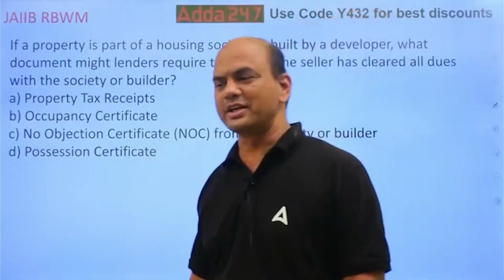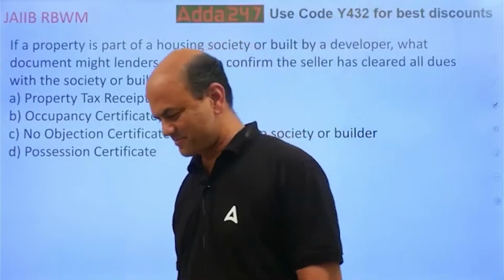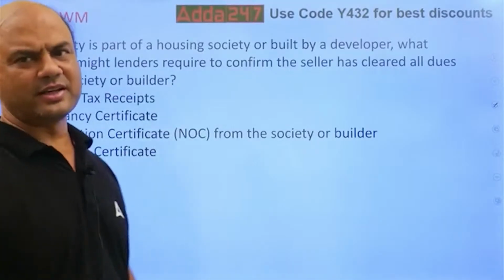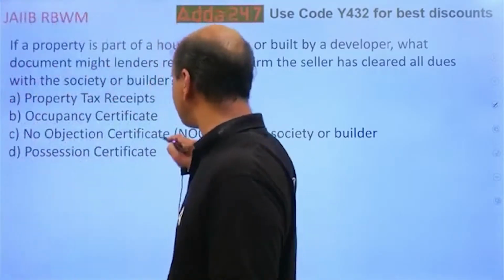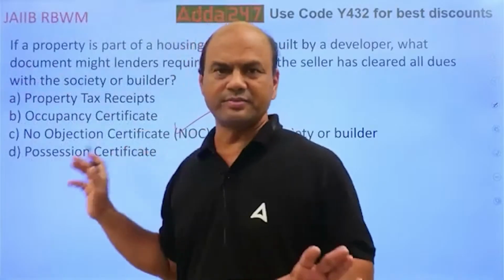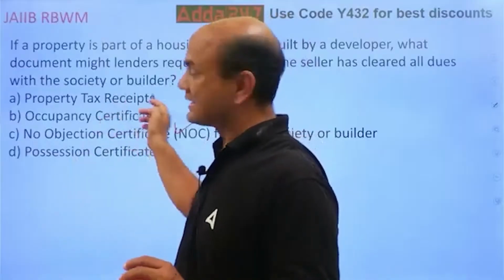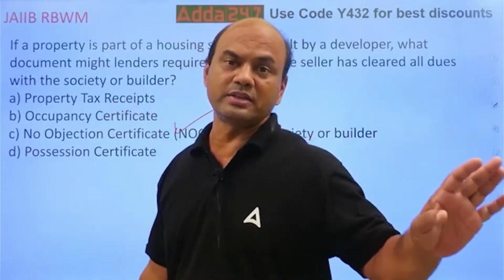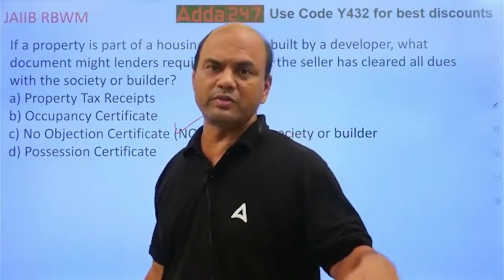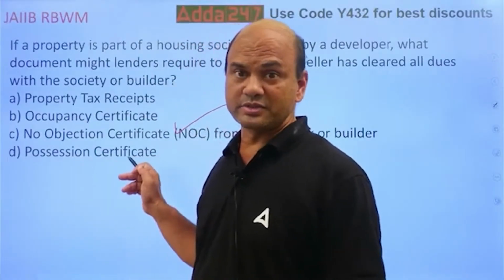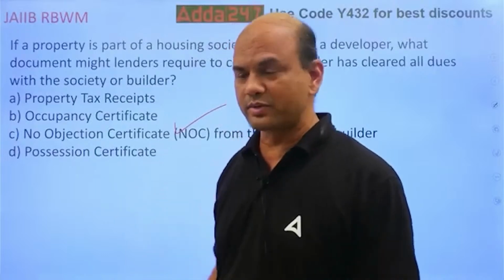Obviously, isn't it? What is the answer? Yes, what is the answer? The answer is society NOC, isn't it? Society will give the NOC that he has paid all the dues of ours. They will specifically speak of the society. Tax received and all these things are related to the local bodies, municipality or whatever it is. So that is not covered under this NOC. Only society dues are covered over here. Okay?